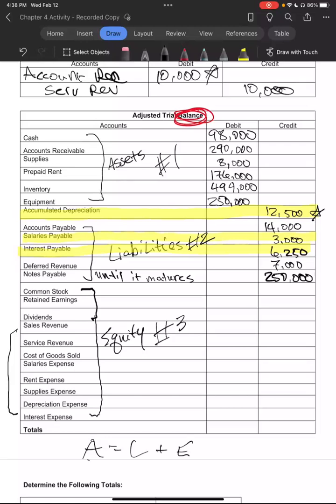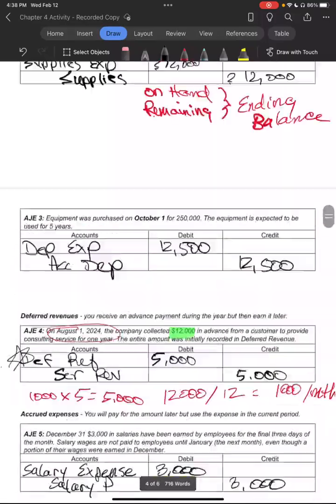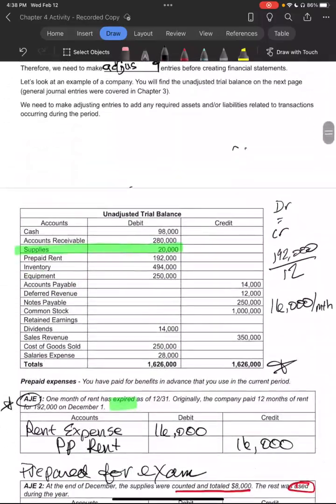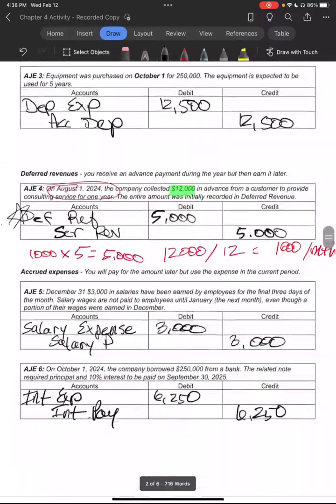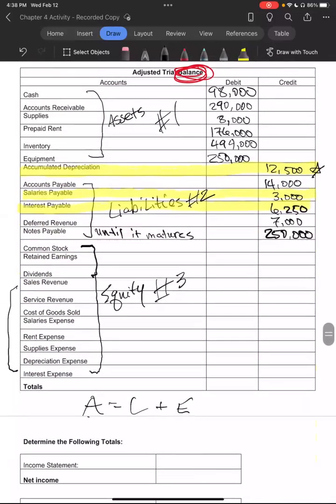just like with your accounting equation. Okay. So let's look at common stock. Common stock, we did not impact at all. So if we go back up to our trial balance, we can see common stock is at $1 million. We're just going to stay at $1 million there. Okay.